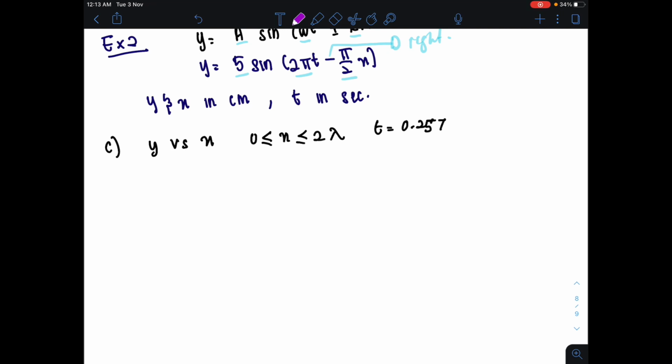tu, soalan A dah minta suruh kamu cari lambda, dah minta suruh kamu cari period semua. So lambda saya tengah ambil jawapan daripada bahagian A. Kamu kena calculate lah. Daripada situ saya dapat lambda is equals to, which is my wavelength adalah 4 cm. Dan juga period saya dekat sini adalah 1 second. So I'm going to reuse this information from question 1 nanti.